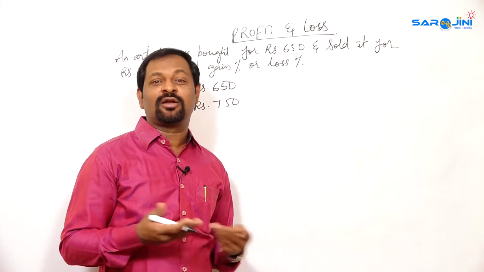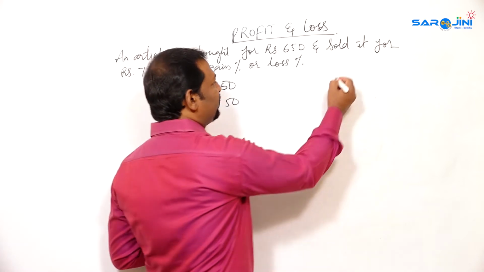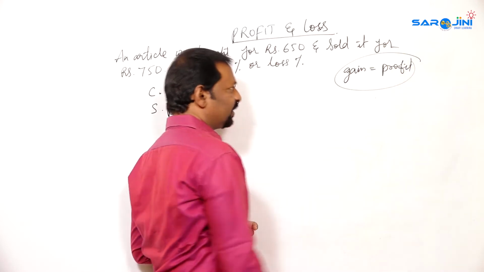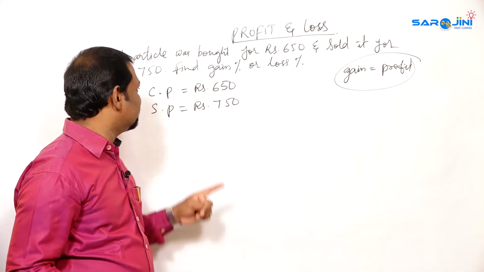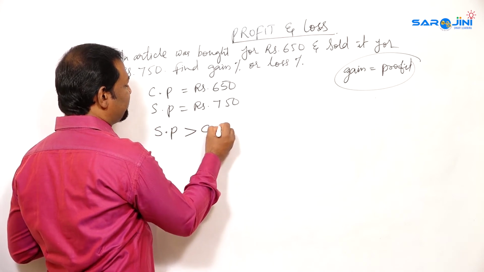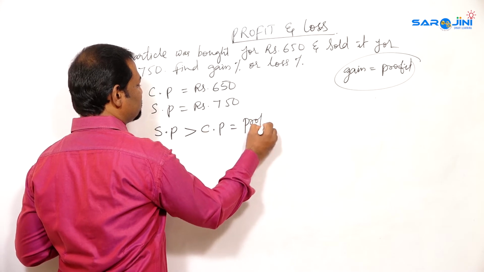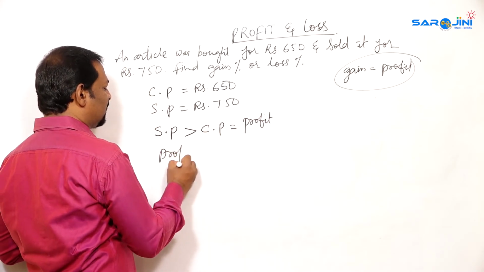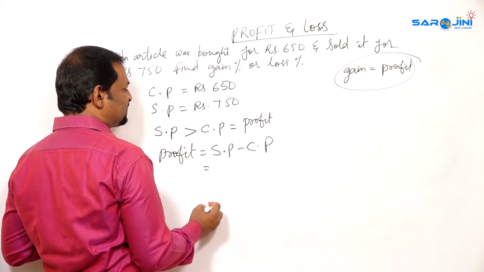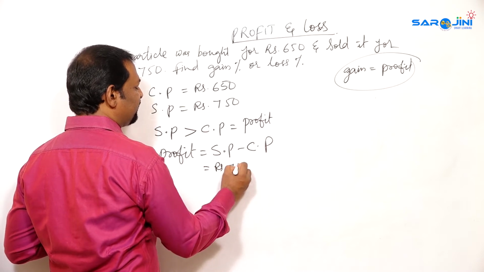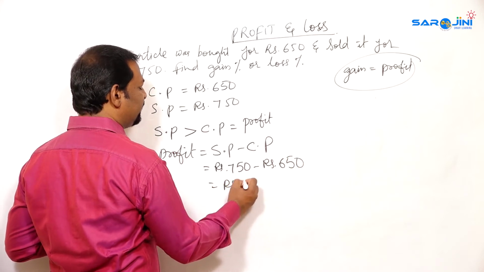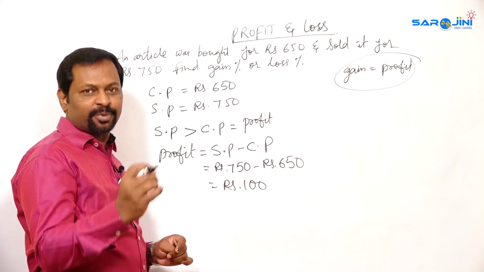So we don't know whether it is gain or loss. Gain is nothing but profit. I already told, gain is nothing but profit itself and profit is nothing but gain. So here we have to find out whether it is profit or loss. If you compare, here selling price is more than cost price, which means profit. So profit is equal to selling price minus cost price. Profit is equal to 750 minus 650, which is equal to 100 rupees, isn't it? So 100 rupees is profit.